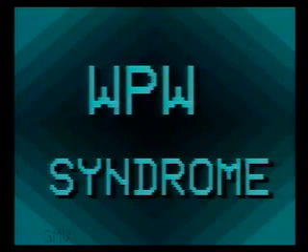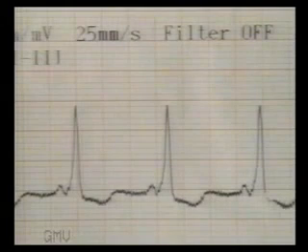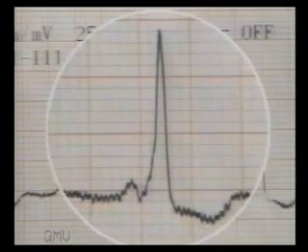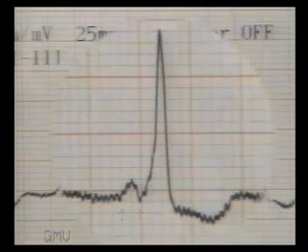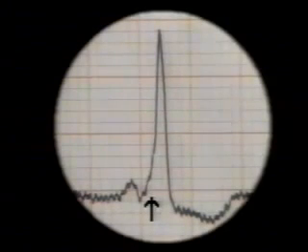WPW syndrome, or Wolff-Parkinson-White syndrome. Whenever the PR interval is shorter than 3 small squares, we must rule out WPW syndrome. Now let us observe this ECG closely to study the features of WPW syndrome. The PR interval is very short, just 2 small squares.